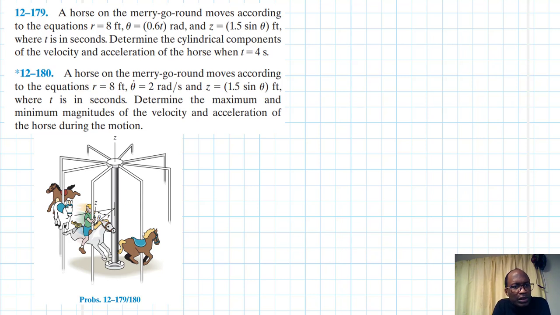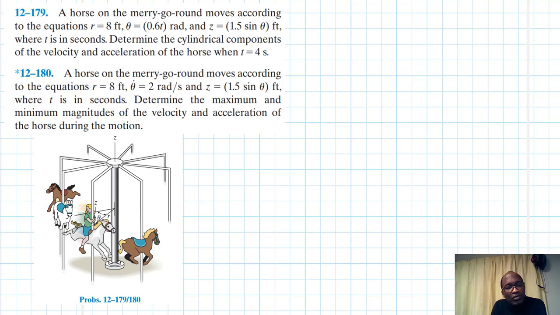Hello, I welcome you all to another interesting screencast, and in this particular video we're going to be dealing with the second problem. It reads: a horse on the merry-go-round moves according to the equations r equal to 8 feet, theta dot equal to 2 rad per second, and z equal to 1.5 sine theta feet, where t is in seconds. Determine the maximum and minimum magnitudes of velocity and acceleration of the horse during the motion.